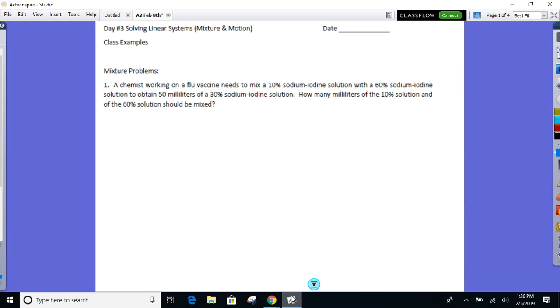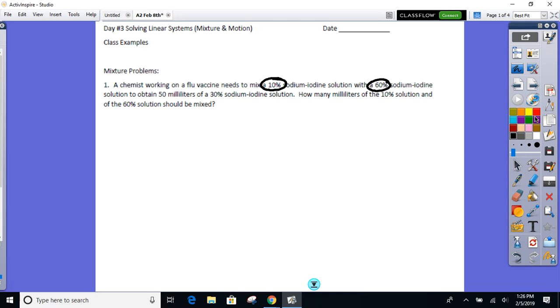I don't know, maybe you've seen these on the SATs, but we're still setting up two equations. The first type I call mixture problems. Take a look. I've got to mix a 10% solution with a 60% solution. I've got to mix those two together.